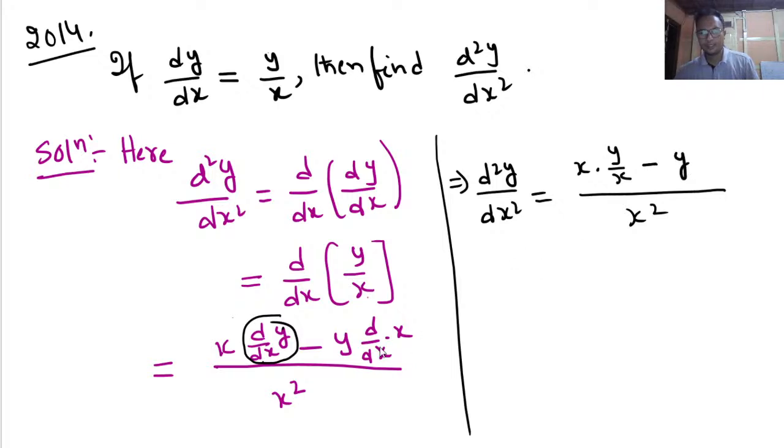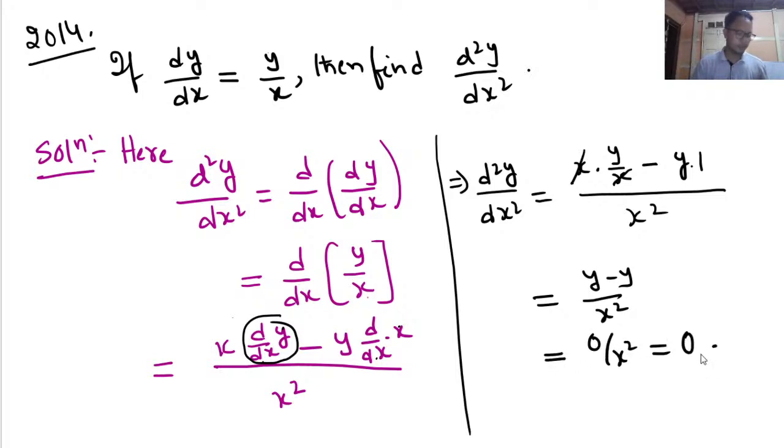Minus y. Dx by dx's value is 1. Again, x and x will be cancelled out. So what we are having? Y minus y divided by x square. And y minus y is 0, right? So it is 0 by x square. So the value is 0. Simple one. Okay?